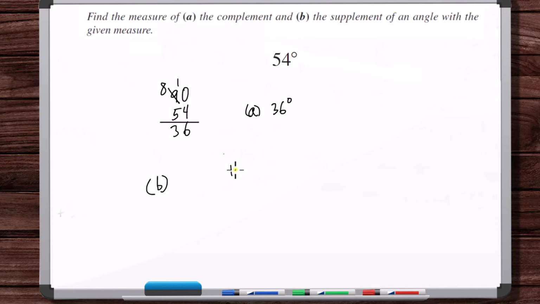What about the supplement? Well, you do 180 minus 54. 126 degrees is the supplement of 54 degrees. And notice that the way they're saying this, it's the supplement, the complement. It's the only one. You can't find another complement to 54 degrees other than 36 degrees.